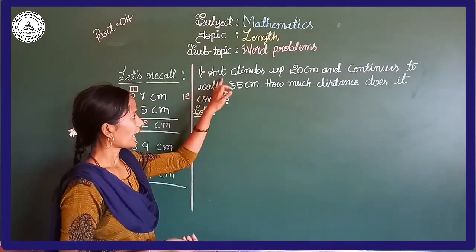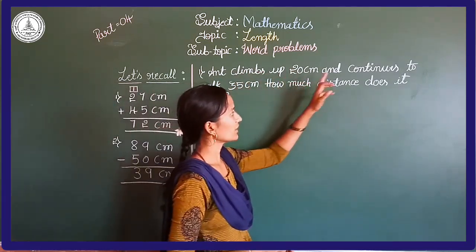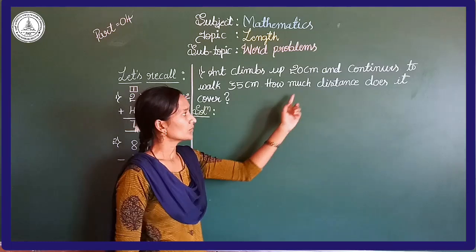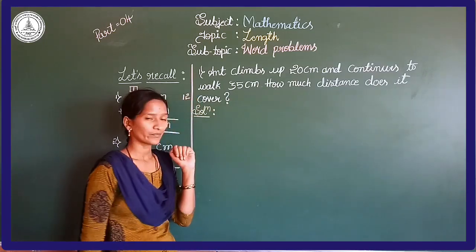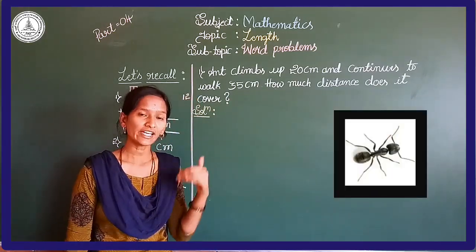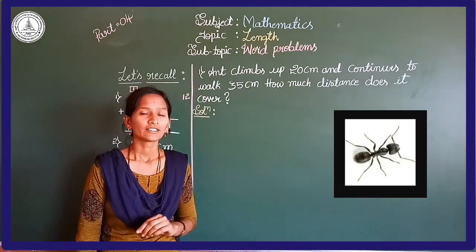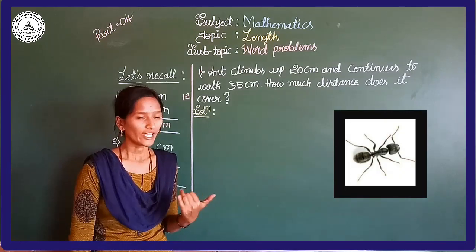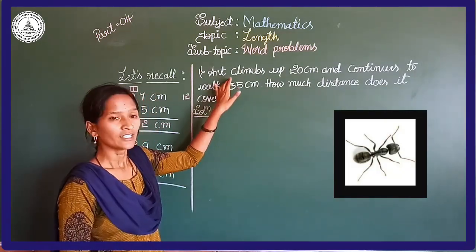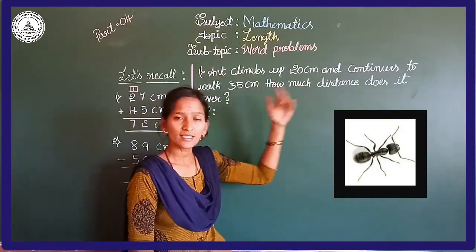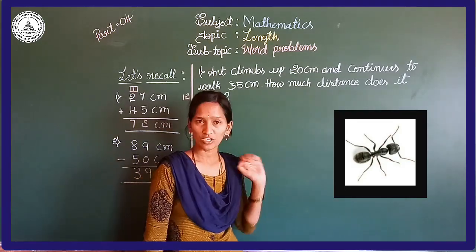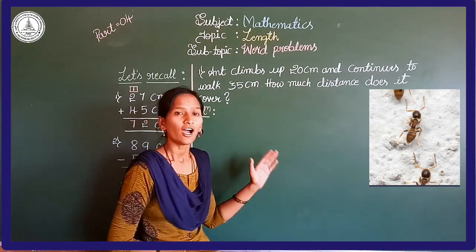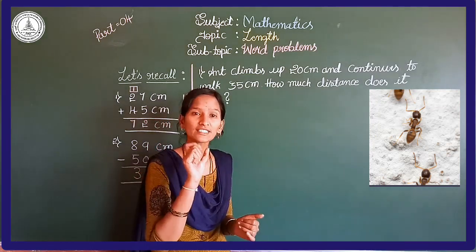Listen here. An ant climbs up 20 centimeter and continues to walk 35 centimeter. How much distance does it cover? Students, do you see an ant? It is a small insect, right? See, one time what happened? This ant climbs up something. For example, I am taking a wall, right? So this ant climbs up this wall. At first it covers 20 centimeter.